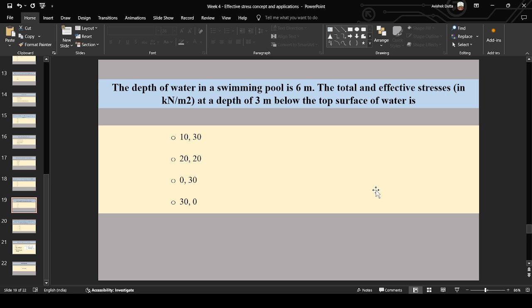So in this question we don't have the value of gamma W given. Gamma W is the unit weight of water. Whenever it is not given, you can assume the value of gamma W as 10 kilonewton per meter cube. So here you have to assume the value of gamma W as 10 and then solve it.